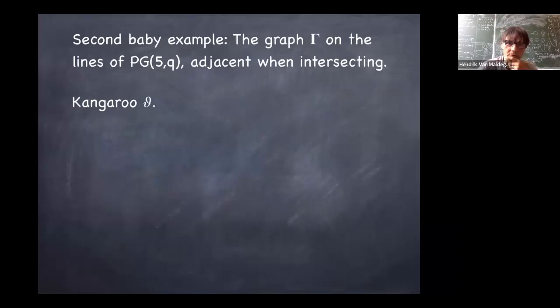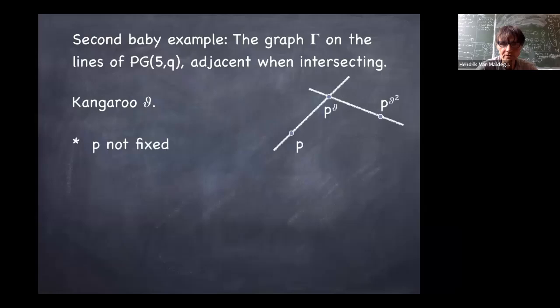In fact, a more grown-up baby, because this is the q-analog of the previous example. You take lines, but I limit myself to PG(5,q). So you take the graph on the lines of PG(5,q), adjacent when they are intersecting. That's also a rank 3 graph. And assume we have a kangaroo theta. And we do approximately the same argument.